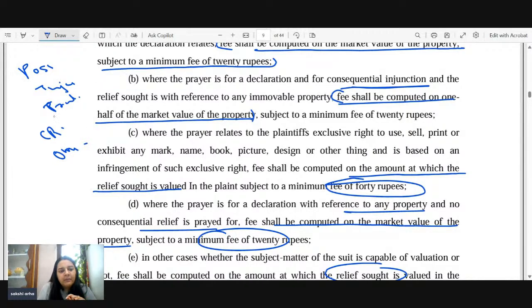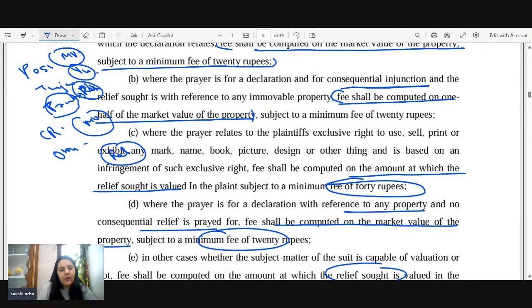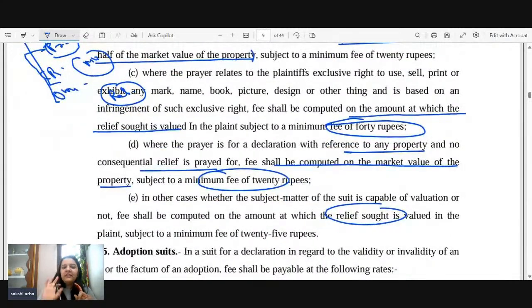Okay, so for patent, trademark, it is 1/4 of the market value. Sorry, for patent, trademark, it is the relief that you sought. For injunction, 1/4 of the market value. For possession, market value of subject matter. Then for consequential relief, again market value. And other cases, again the relief. So for trademark and other cases, it is the relief that you sought. For injunction, 1/4 of the value of the property. And for possession and consequential relief, it is market value. So you simply have to keep this in mind. Now generally it is 20 rupees. Only for trademark and patent it is 40 rupees, and in other cases it is 25 rupees. Otherwise, it's a minimum of 20 rupees.